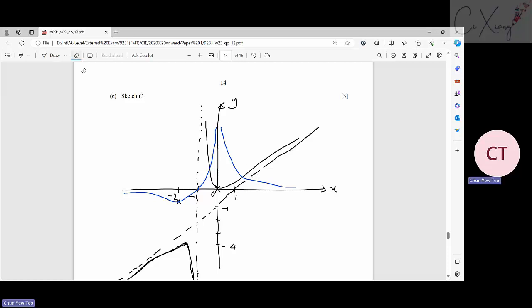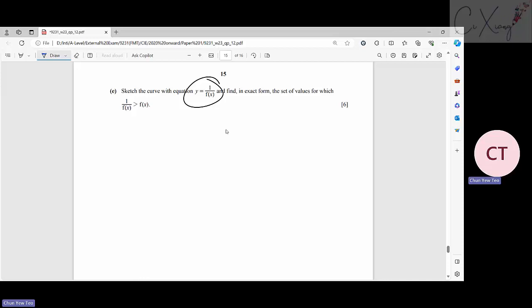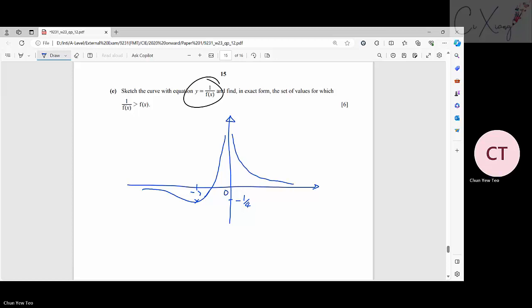However, the question didn't require us to draw the original graph and the modified graph together. So what you need to do now is just to draw it like this. I think I will use this color. Just to show that the 0 is the vertical asymptote now. Then this is -2. This is -1/4. So the graph will become this. Then it will be like this. So this is the x, this is the y.